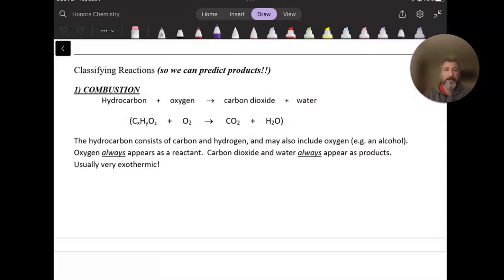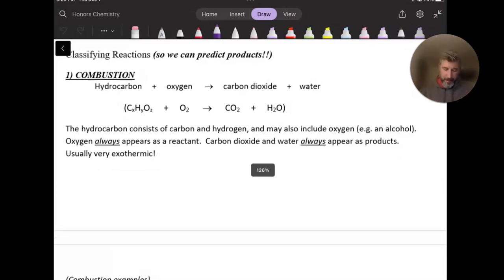All right, it's very exothermic, and the big reason for that is that the CO2 and H2O that we're making are really low in energy. So their bonds are very stable, and so in order to form those bonds, we release a lot of energy. And so that's where what you normally think of with combustion, fire, heat, light, that's where that comes from. So these are always going to be very exothermic.